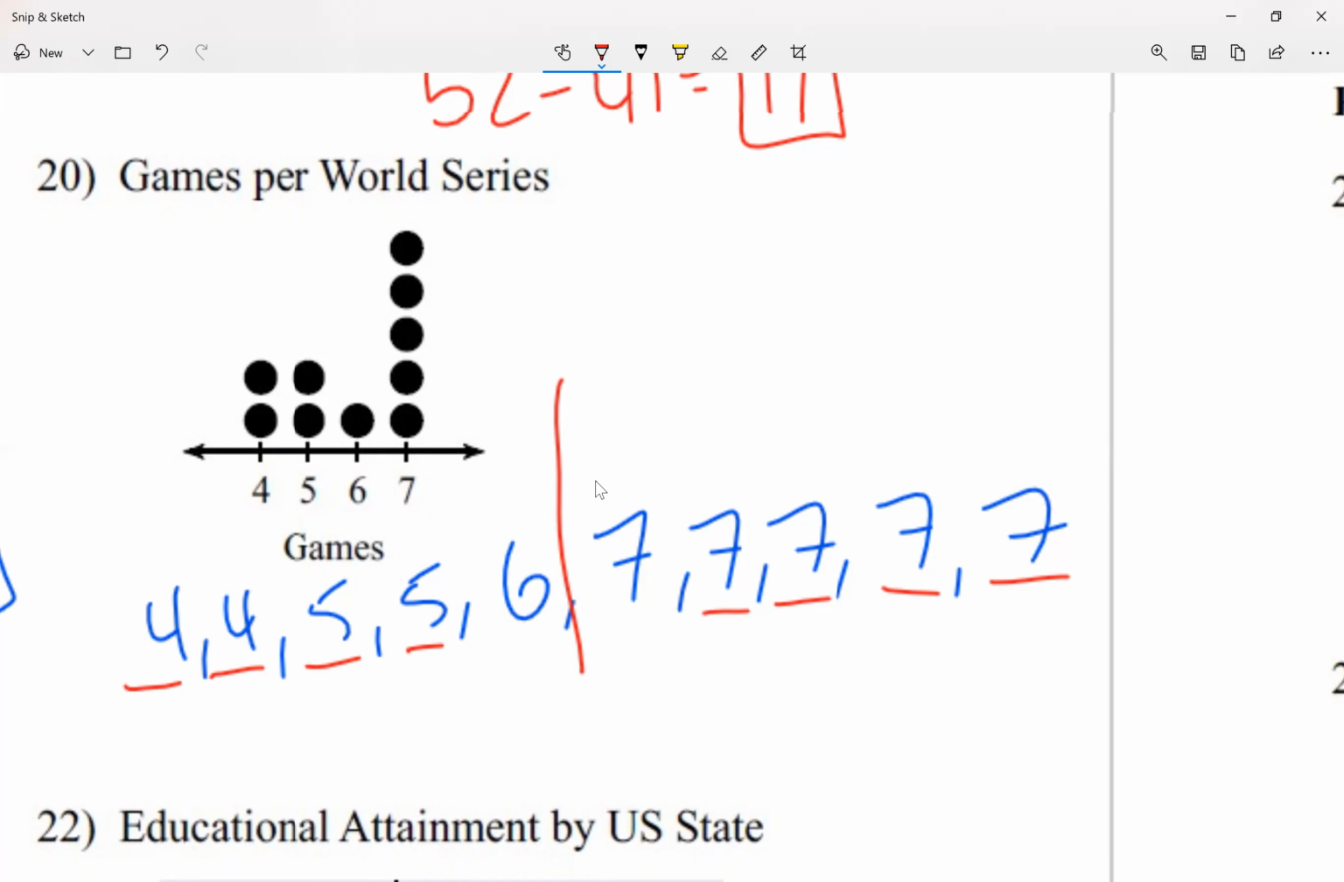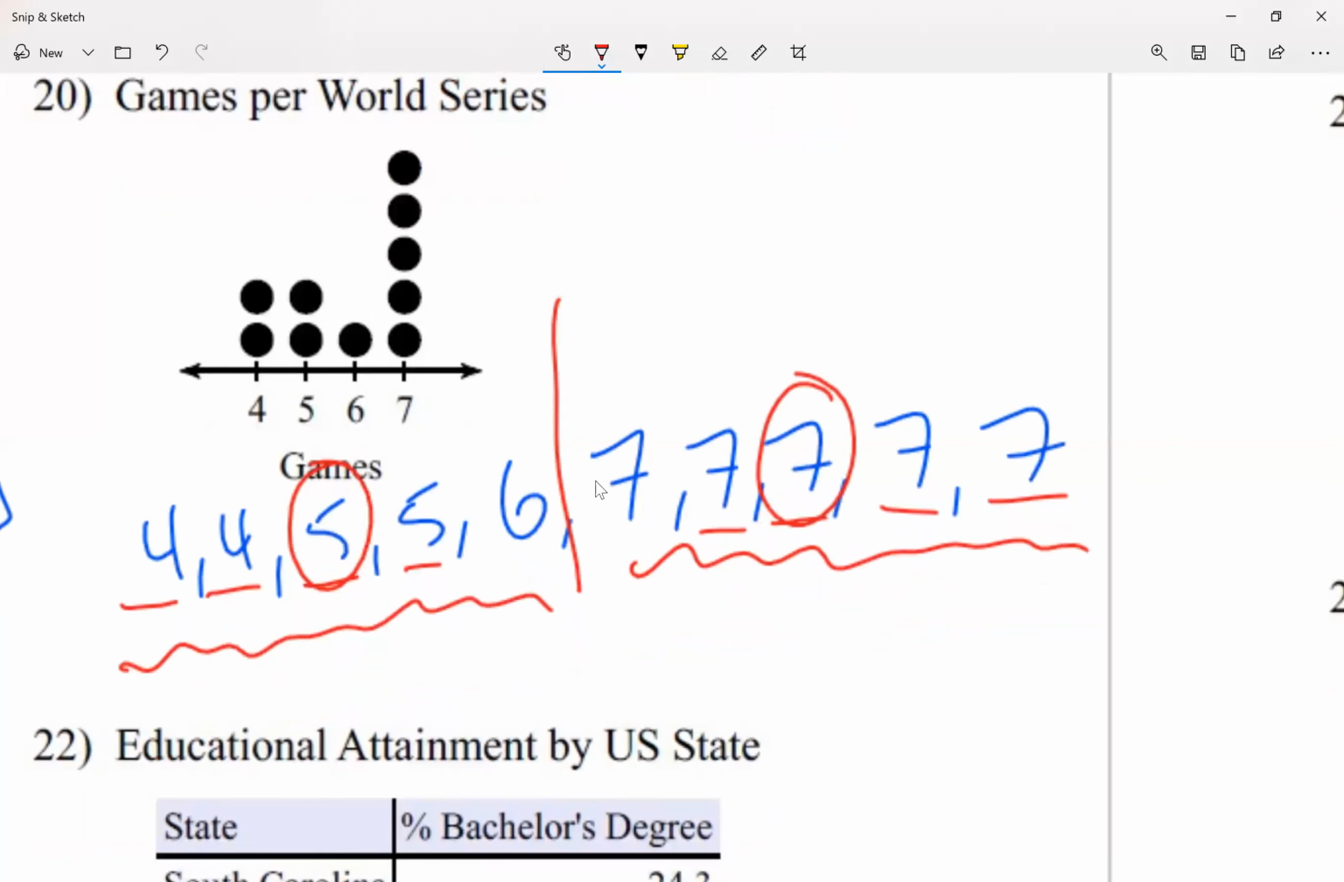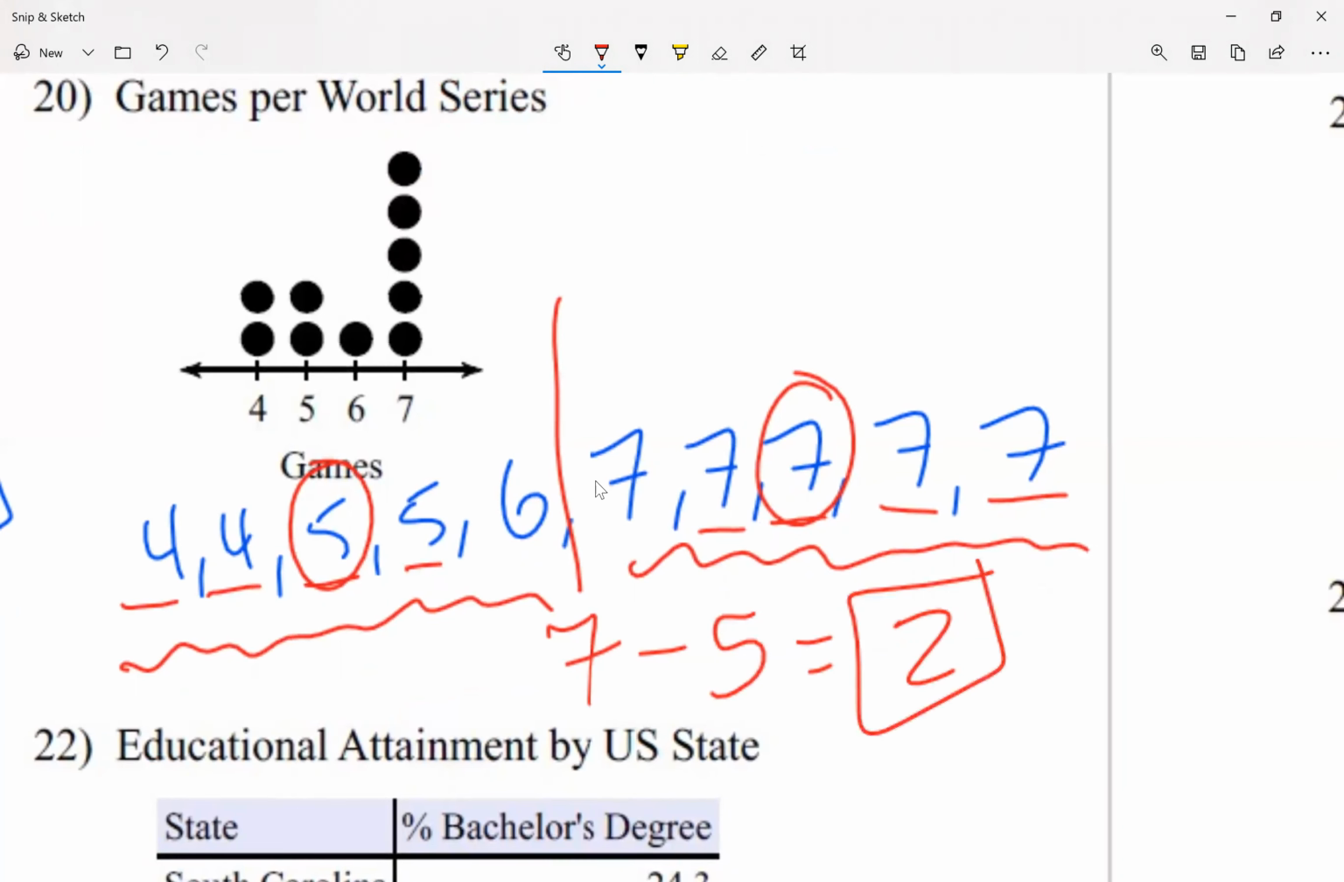The numbers on the left, I'm talking about these numbers. My number in the middle happens to be 5. For my numbers on the right, my number in the middle happens to be 7. I see the lower quartile is 5, the upper quartile is 7. Now for the interquartile, let me go 7 minus 5, which my answer is 2.